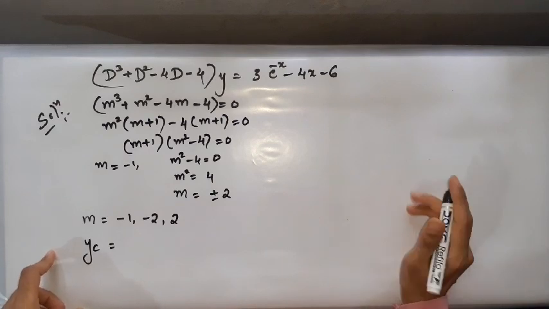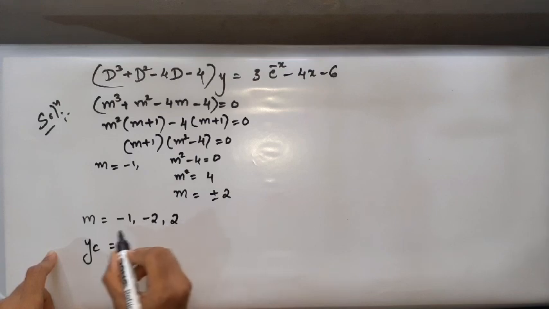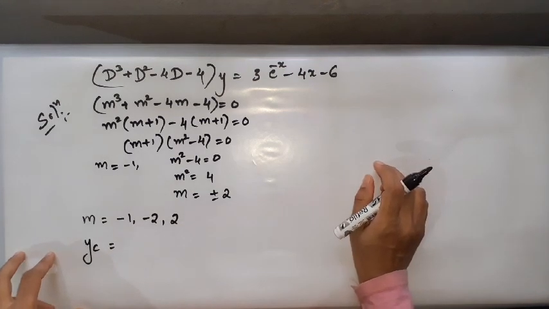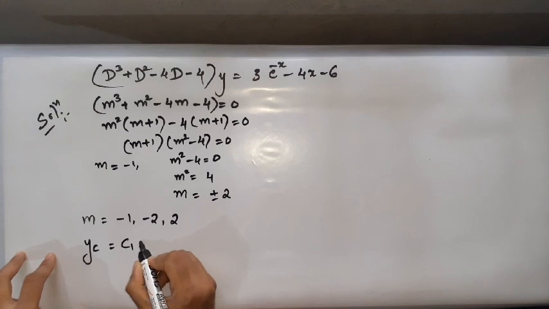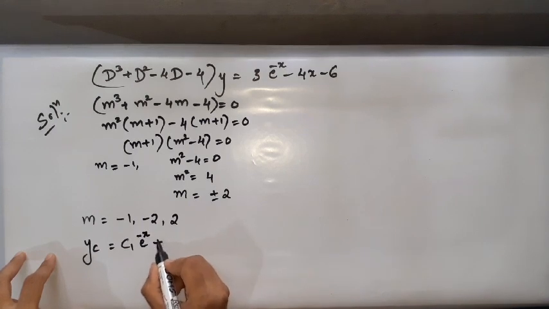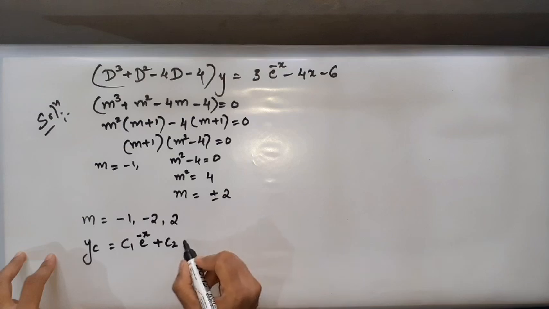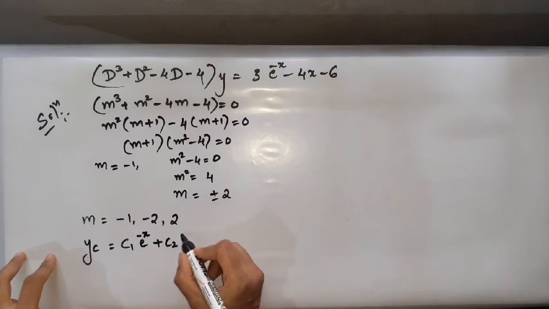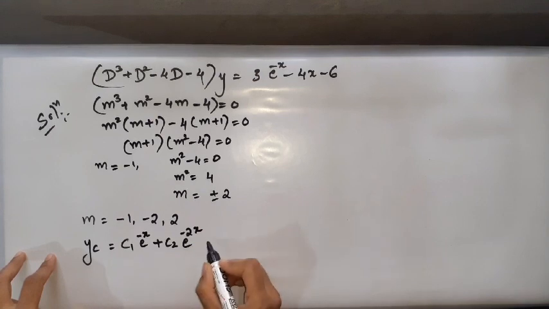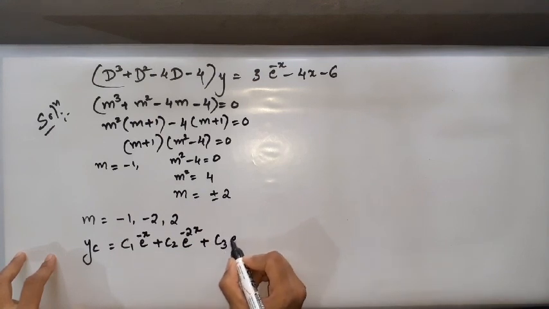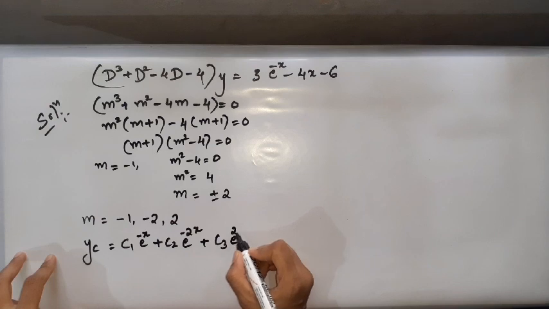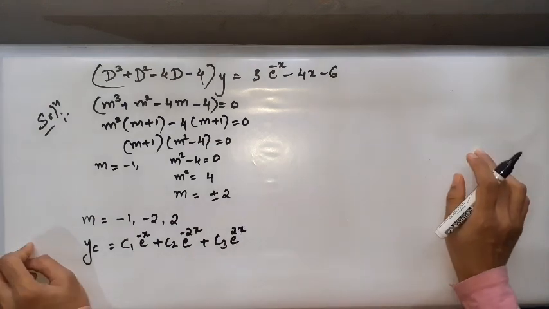So what should be the complementary function? Yes, all the roots are real and they all are distinct. So follow the rule of real and distinct roots for writing yc. It will be c1 into e to the power first root into x. What is that first root? It is minus 1, so it becomes minus x. Plus, take another constant c2, e to the power the second root, minus 2 into x. Plus, you take another constant c3, e to the power the last root, that is 2x. So, this is your yc.